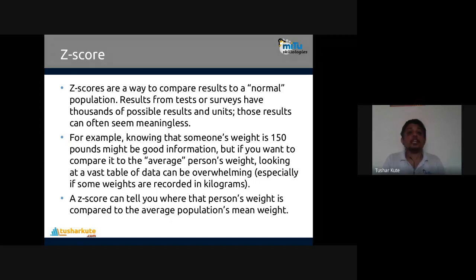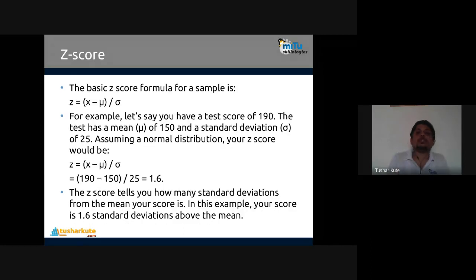Z score can tell you where a person's weight is compared to the average population mean weight. Yes, the comparison of the average population mean weight and the original weight can be done with the help of the Z score concept. So how is the Z score calculated? There is a simple formula. Mu is the mean, sigma is the standard deviation. So Z is equal to x minus mu divided by sigma. With the help of this formula the Z score is calculated.